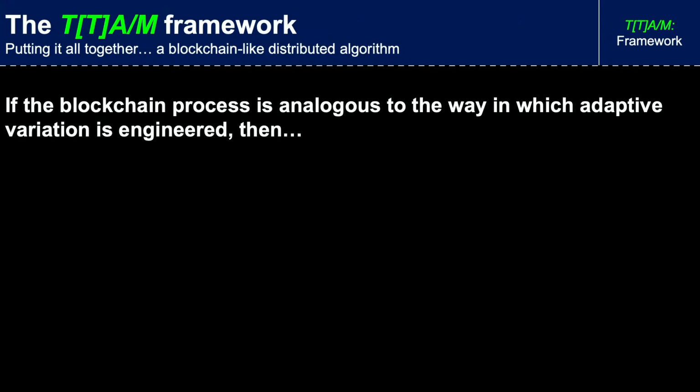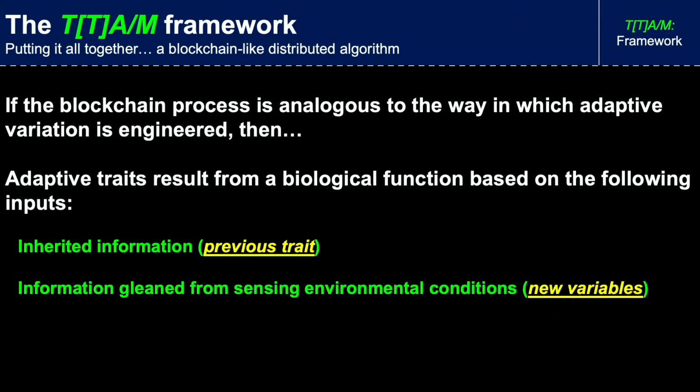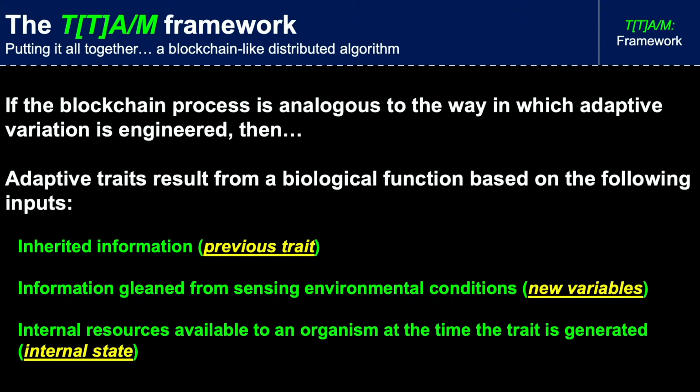So if the blockchain is a process that is analogous to the way in which adaptation occurs, a specifically engineered variation, then the following is true. Adaptive traits would result from a biological function based on these inputs: inherited information from the parent, the previous trait, and information gleaned from sensing the environmental condition. Those are the new variables. And the internal resources available to the organism at the time the trait is generated, which is the internal state.